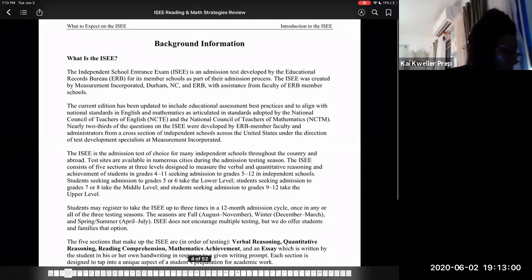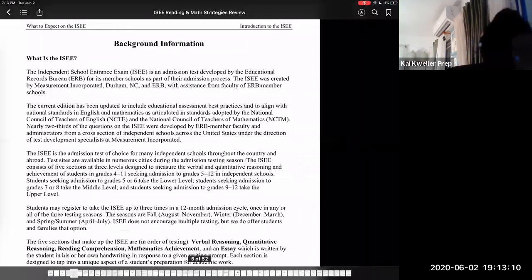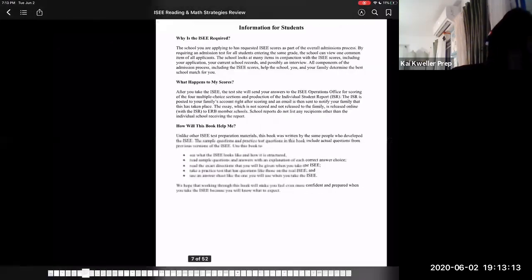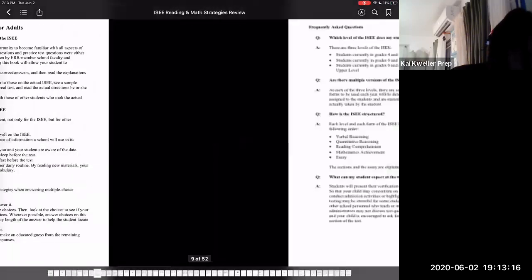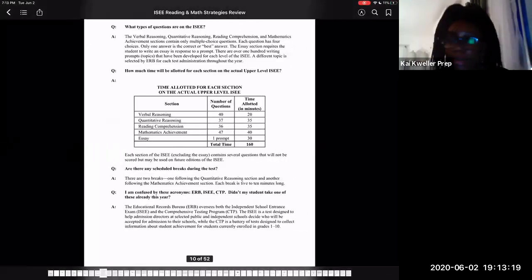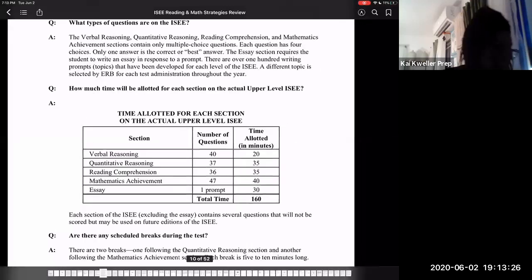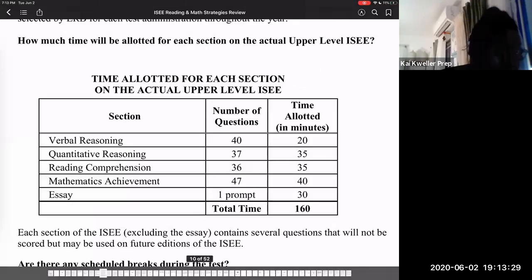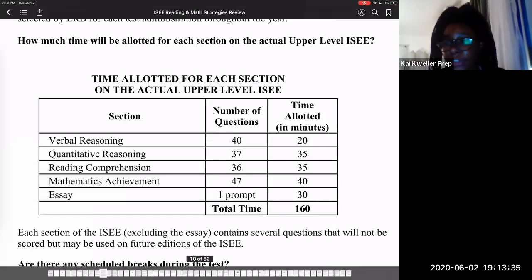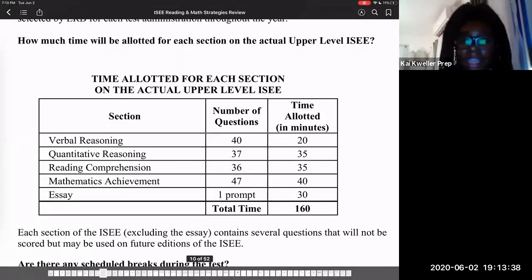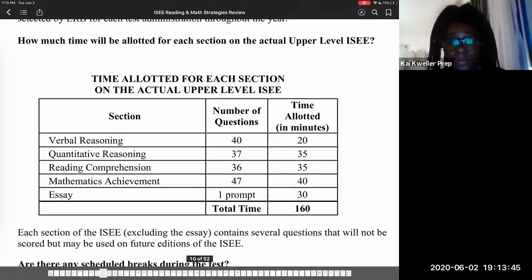So they have 5 different sections: verbal reasoning, quantitative reasoning, reading comprehension, mathematics achievement, and an essay. With that being said, I just wanted to go over the time commitments for the exam. For the verbal reasoning section on the upper level ISEE, you have 40 questions and 20 minutes. So it's really a time crunch. They want to see how much you can get done in the time allotted. In quantitative reasoning, you have 37 questions and 35 minutes, so a little bit less than a minute per question.